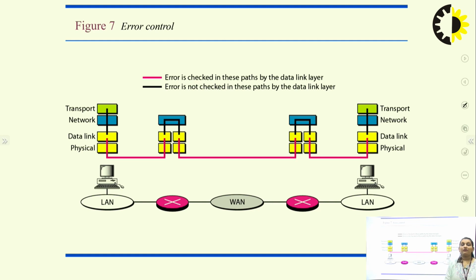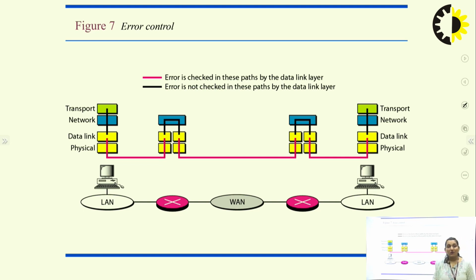Error control: when we have to deliver any message into a network, that message has to be authentic. There should be no delay, no duplication, and no change in it, and no corrupt message should be sent. So all this error control we have to see in our network.